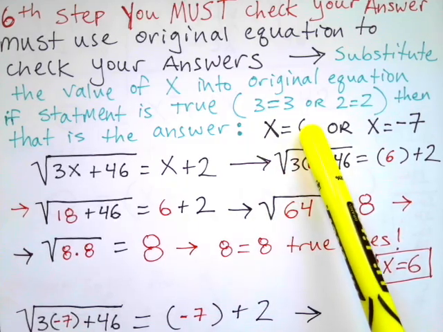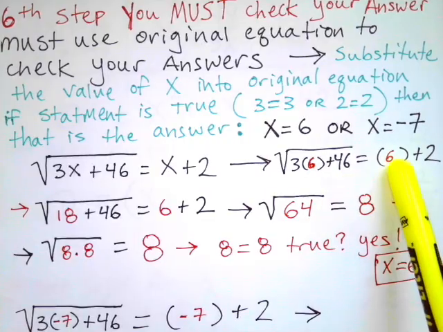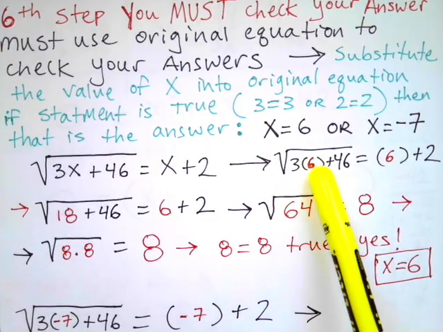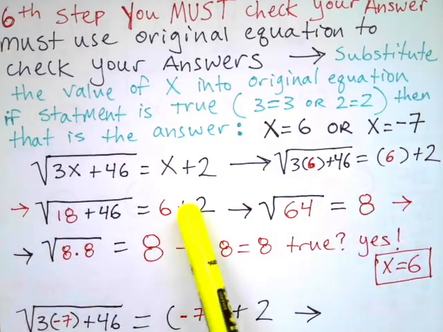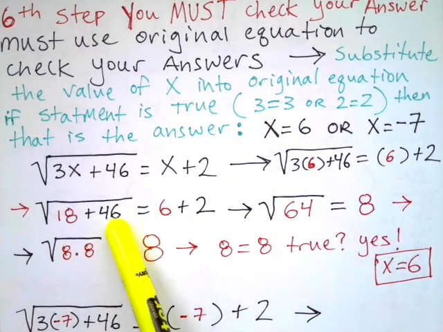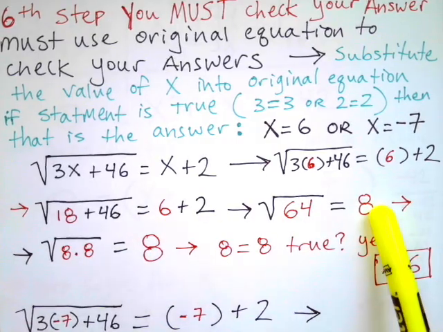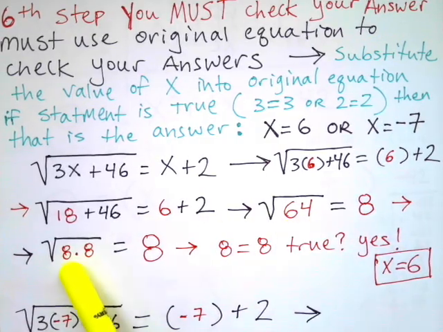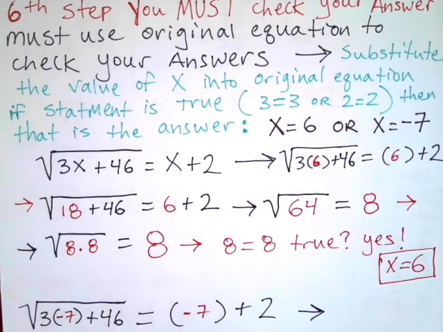Well, I'm going to substitute 6 for x. Everywhere I see x, I'm going to put a 6. And so 6 times 3 is 18. 18 plus 46 is 64. 6 plus 2 is 8. The square root of 64 is 8, equals 8. True. Yes, x has got to equal 6.